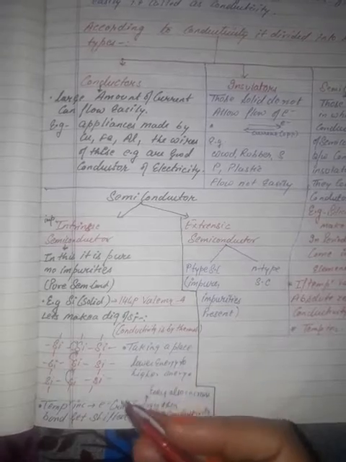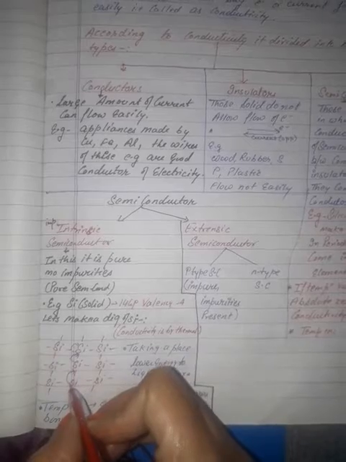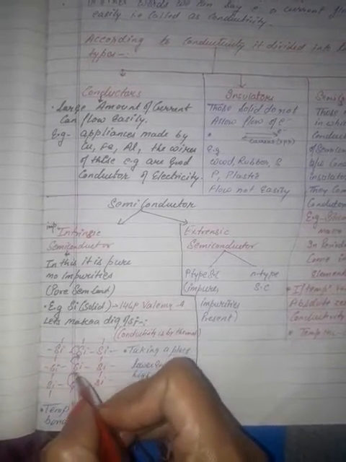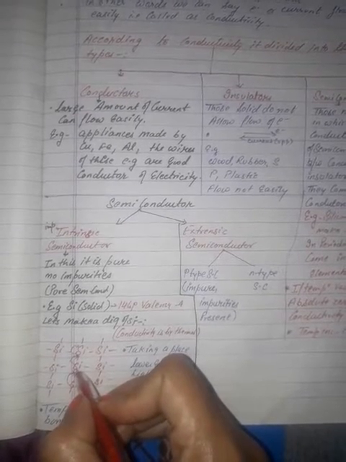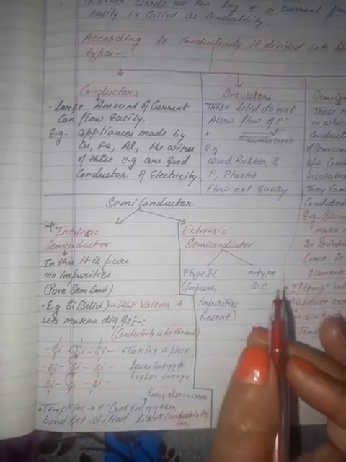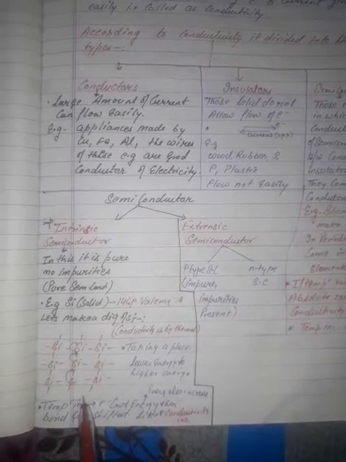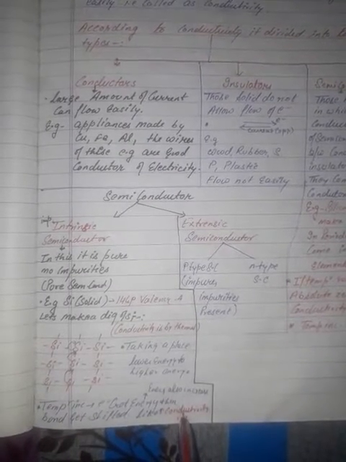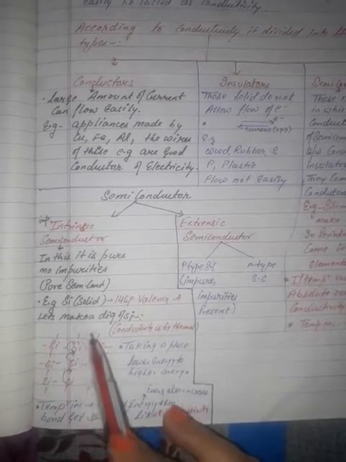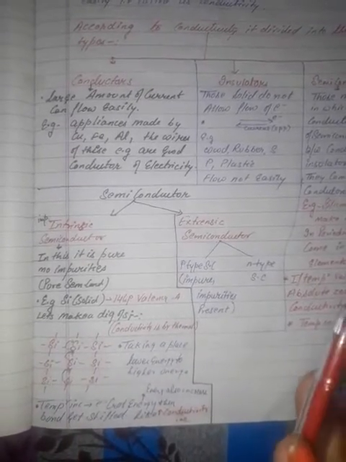What will happen? The energy level goes from lower energy to a higher energy. It means if this bond leaves its place, it will go to this side, and a hole remains. Again I am telling you, if the temperature is increased, conductivity is also increased. When the electrons are shifted, they leave some holes. That was the intrinsic semiconductor.